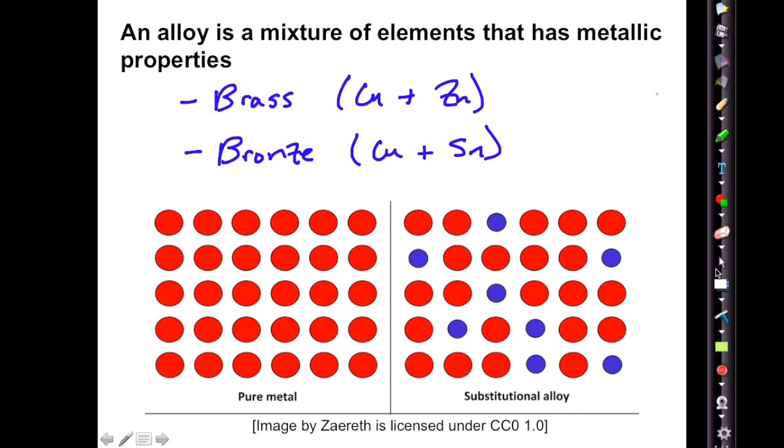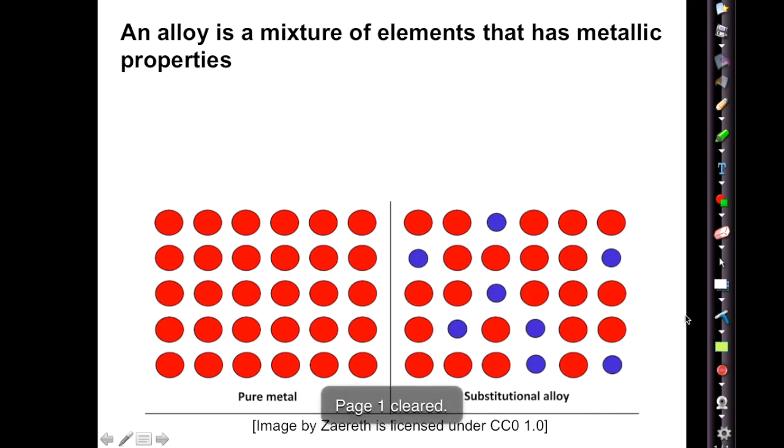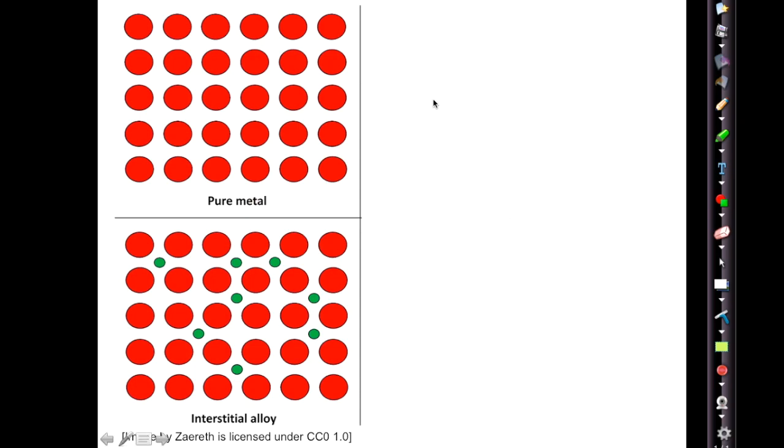So then the other type of alloy, a different manufacturing process, is what we call an interstitial alloy. In an interstitial alloy, we see that the small holes in the lattice of the metallic crystal can be filled with atoms of a different element of smaller atomic size. We call these small holes interstices.